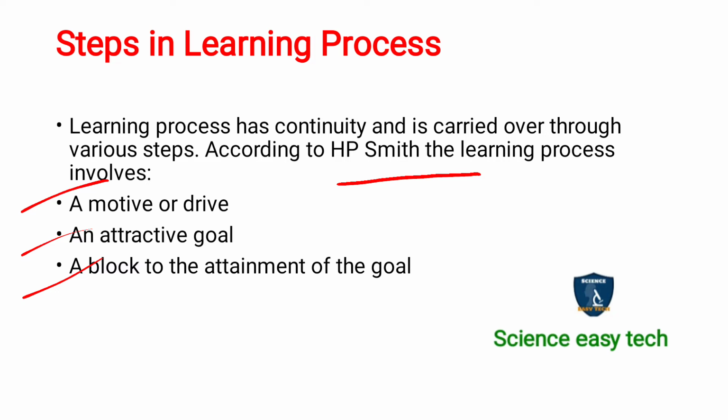Then the goal should be attractive. Suppose you are going to complete the BSc Nursing program, if you are interested in learning nursing and once you achieve your goal, you are going to get very good government jobs, abroad postings and all. So this is a very attractive goal, and there are some hindrances or block to the attainment of the goal. Everyone cannot do nursing, okay? You have to spend 4 years, you have to pass all the hard subjects and you have to work hard in order to achieve this goal. So there is definitely a block to the attainment of the goal.